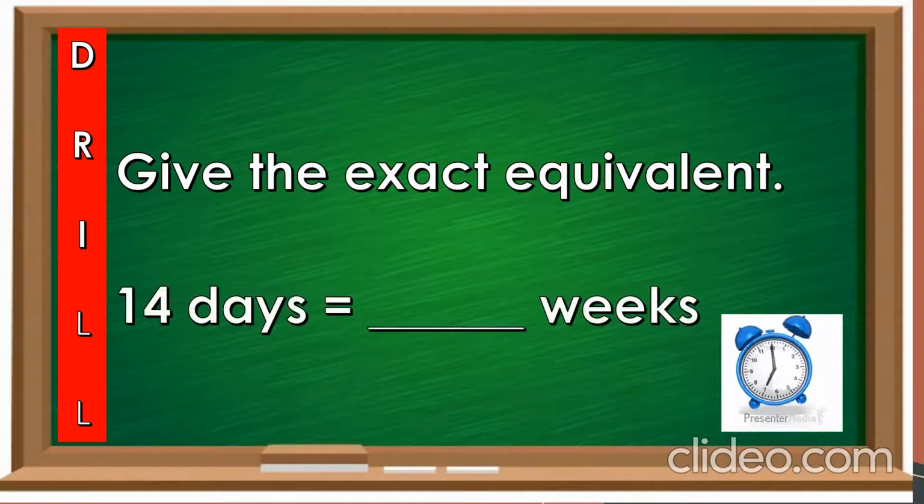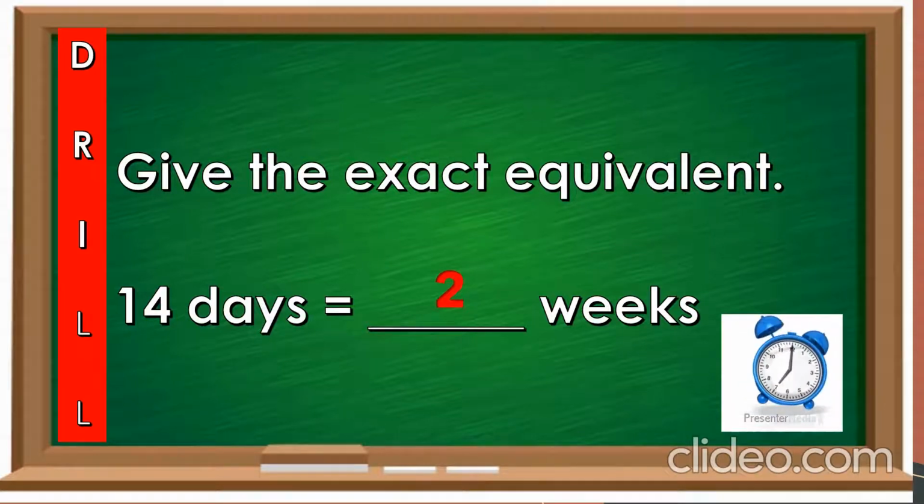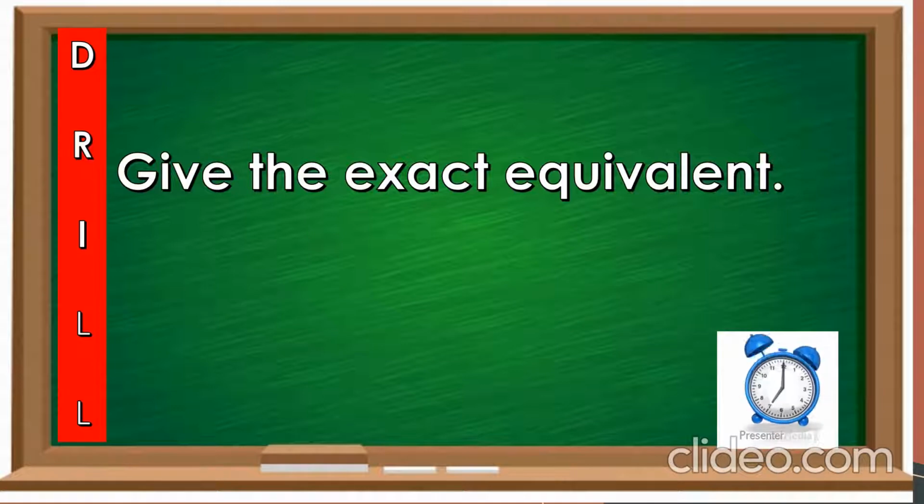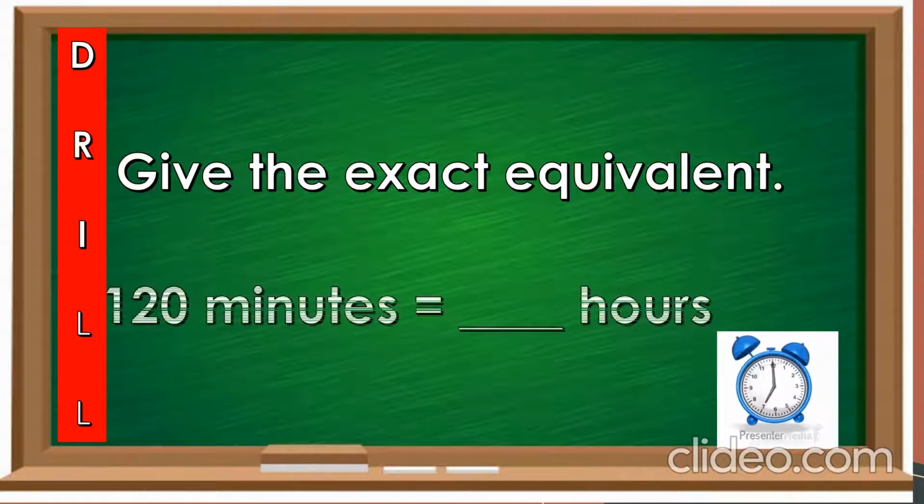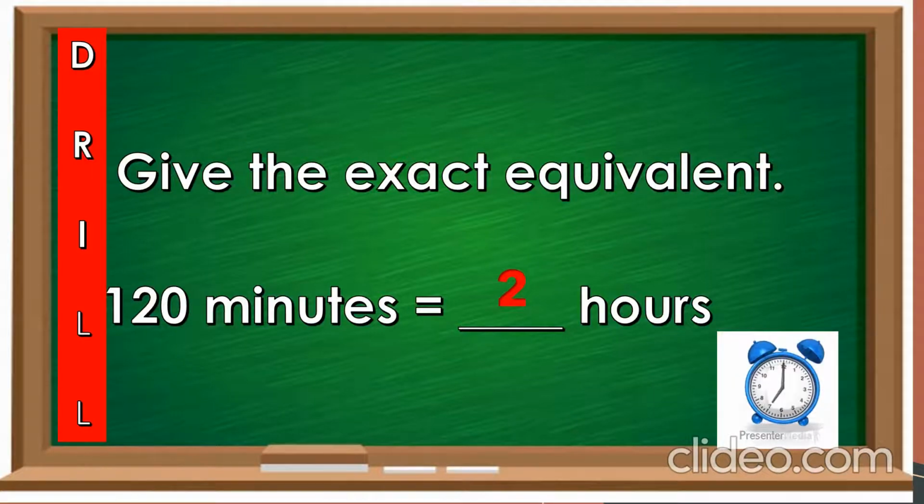Number 2. 14 days is equal to blank weeks. The answer is 2 weeks. 14 days is equal to 2 weeks. Very good. For number 3, 120 minutes is equal to blank hours. The answer is 2 hours. 120 minutes is equal to 2 hours.